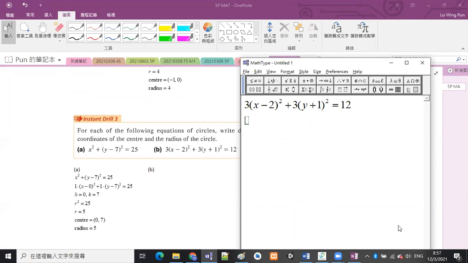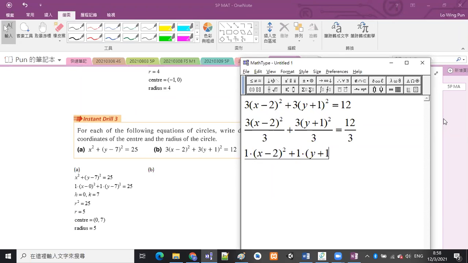Part B. So we have 3 times bracket square plus 3 times bracket square. So we need to divide the whole equation by 3 first. Remember to divide by 3 on the right hand side. And then it becomes 1 times x minus 2 squared plus 1 times y plus 1 squared is equal to 4.